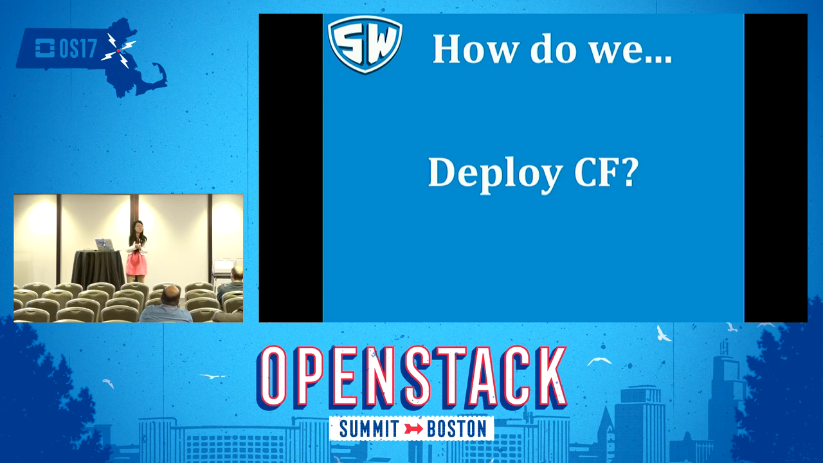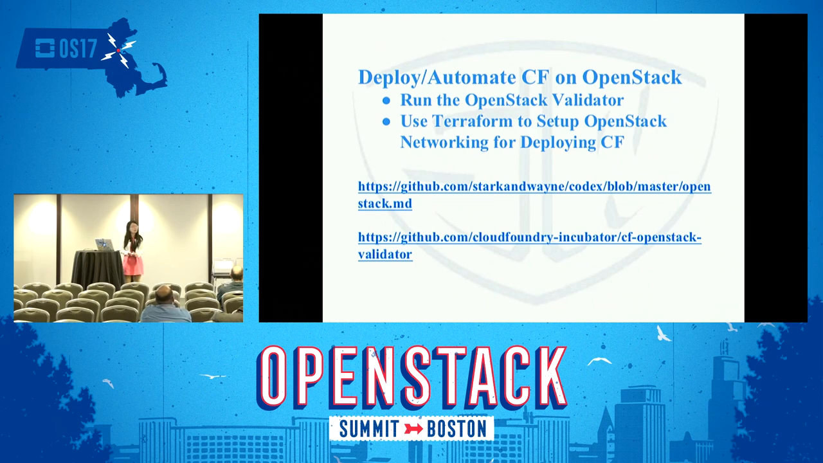So the first question is, how do we deploy and automate CF on OpenStack? First, we need to make sure that your OpenStack is ready for deploying CF by running the OpenStack validator. From there, we can set up infrastructure resources, like networking and security groups. Then we can deploy the CF. Before, we used Python to set up OpenStack networking, now we use Terraform. If you want the details, you can go to our GitHub.